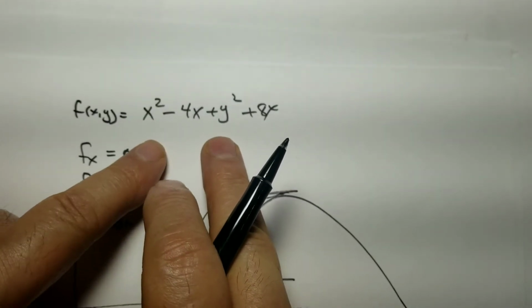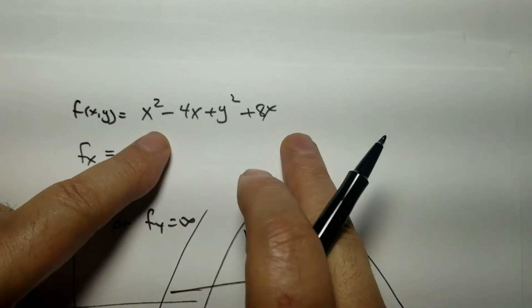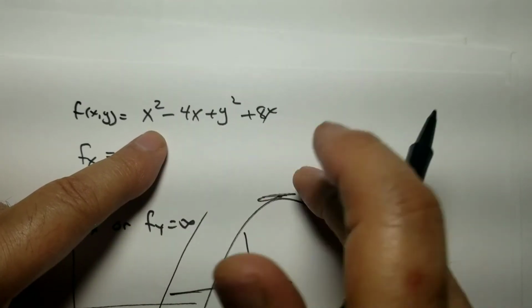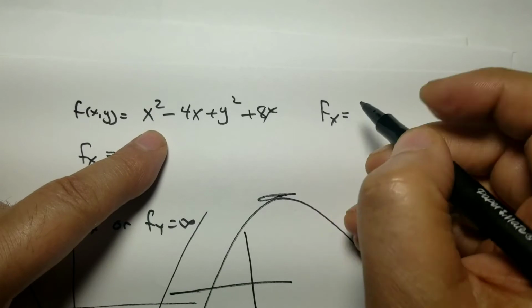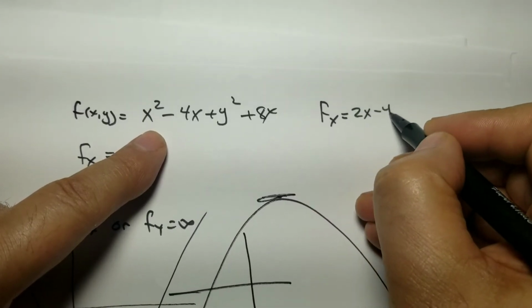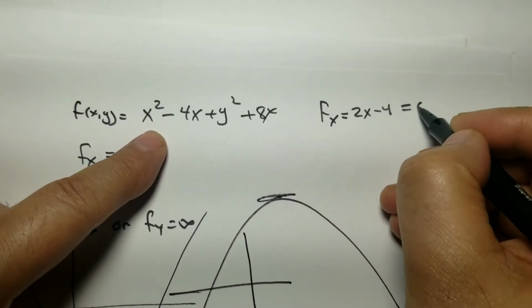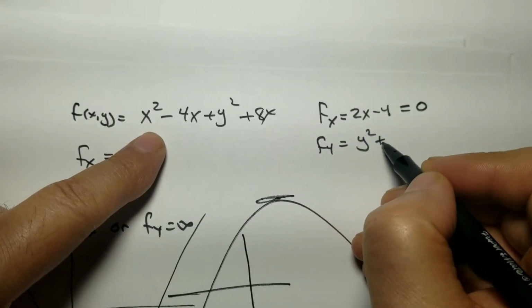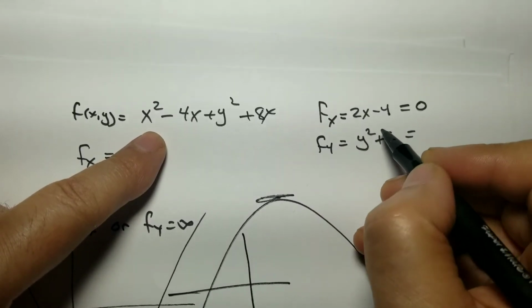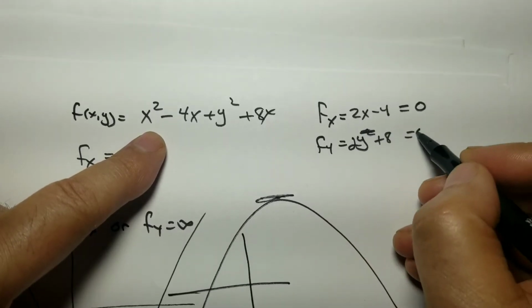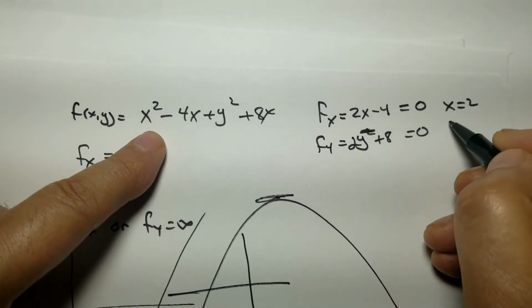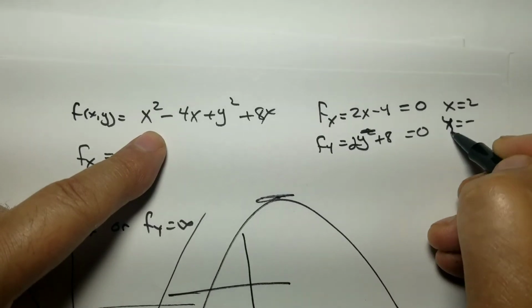Therefore, I'm going to come back here and say, okay, I'm talking about relative max or min. f of x equals 2x minus 4 equal to 0. f of y equals y squared plus 8y, no, that's 2y plus 8, equal to 0. Simultaneously equal to 0, x is 2. Simultaneously, y is negative 4.